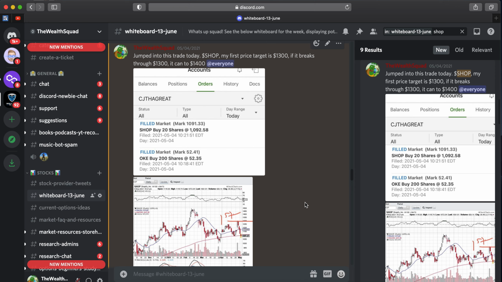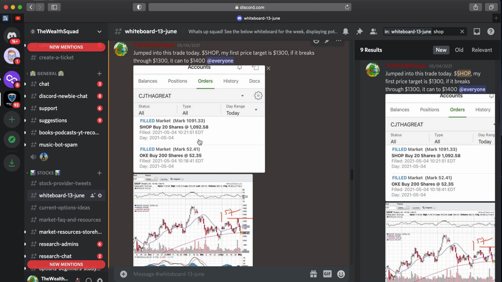On this day, May 4th, I jumped into this trade today. Shop, my first price target is 1300. If it breaks through 1300, it could go to 1400. So I bought 20 shares of Shop at $1,092. Let's look at this chart when I posted it.